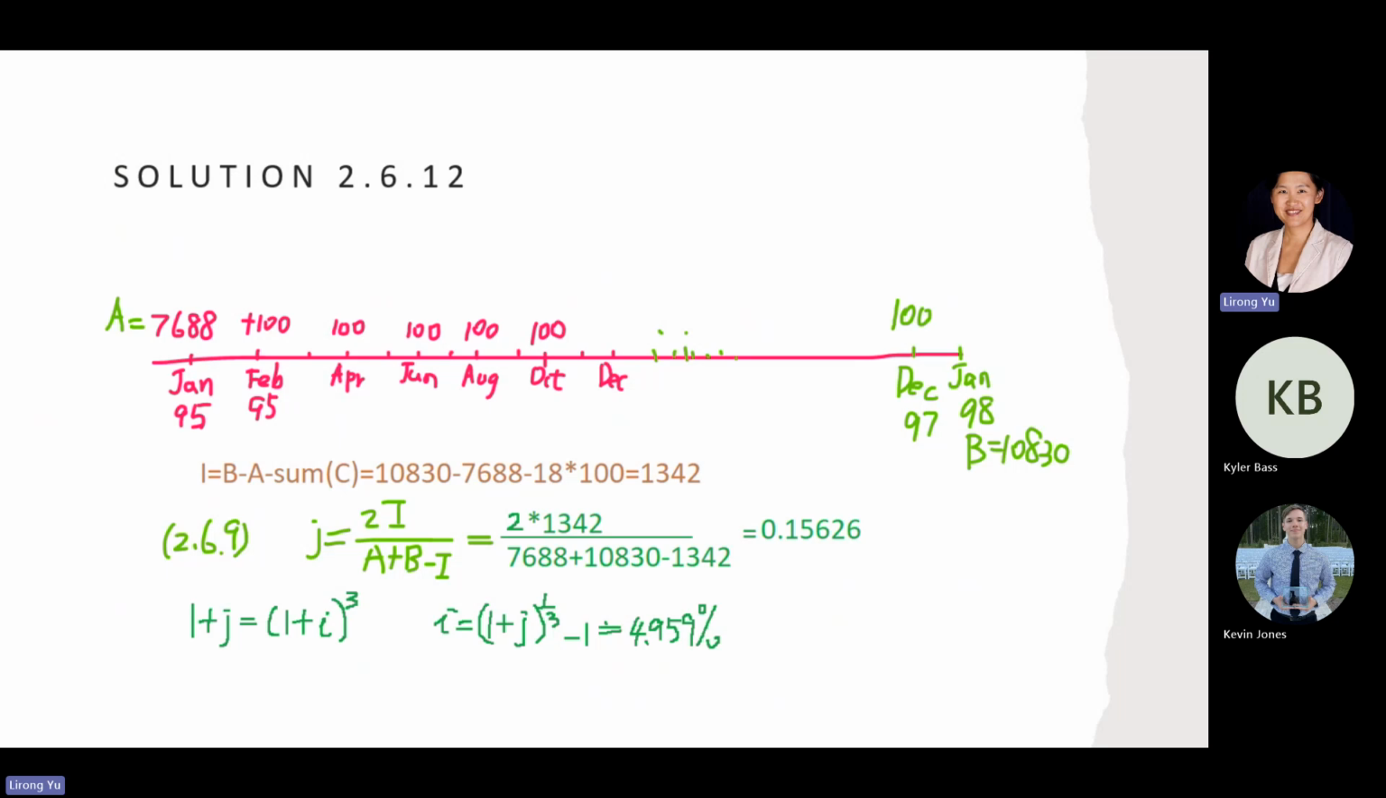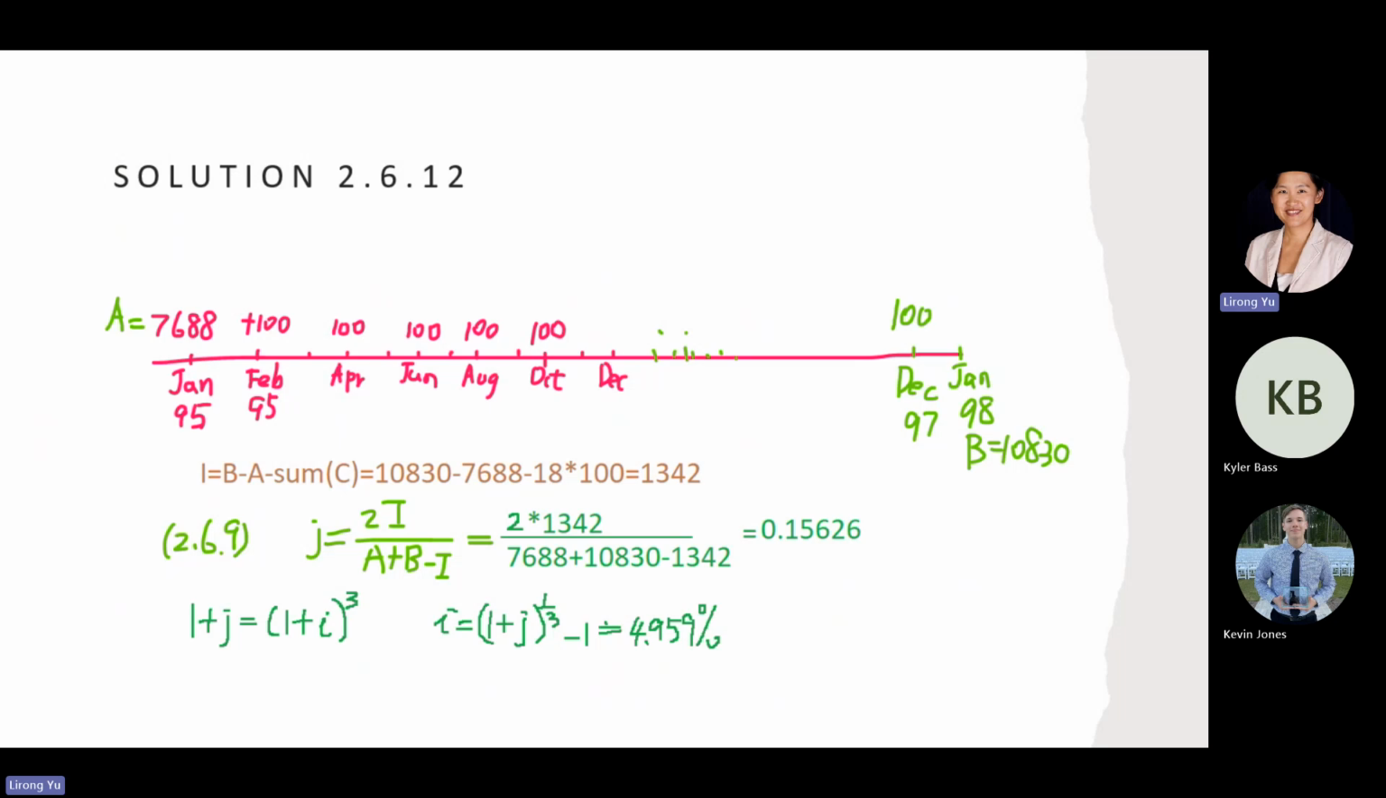And that calculation gave us 0.15626, and that is for the 3-year period. If you want the annual effective rate, it will be 1 plus j equal to (1 plus i) to the power 3, where i is the assumed annual effective rate. Solving for i from this equation, we have roughly 4.959% interest rate. Any question?